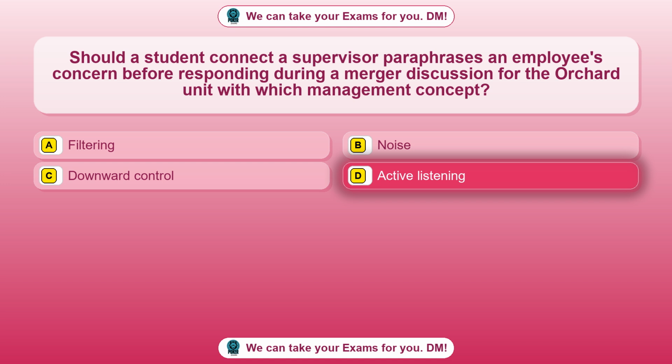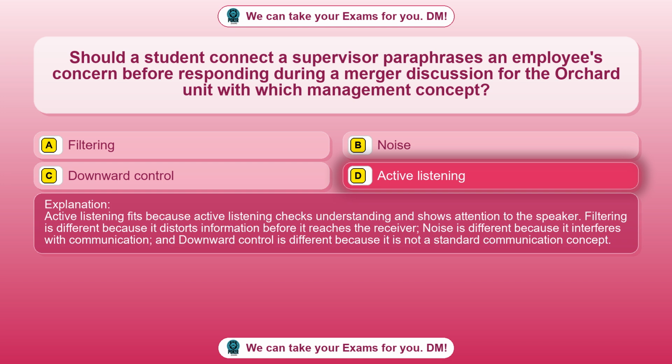Active listening. Active listening fits because active listening checks understanding and shows attention to the speaker. Filtering is different because it distorts information before it reaches the receiver. Noise is different because it interferes with communication, and downward control is different because it is not a standard communication concept.